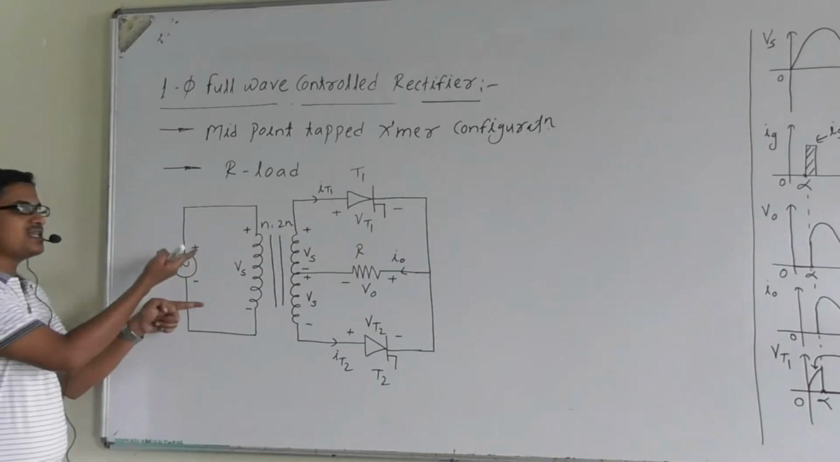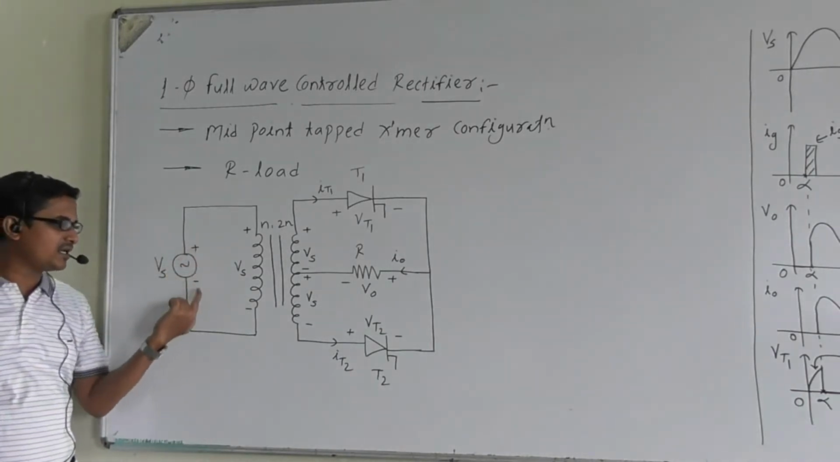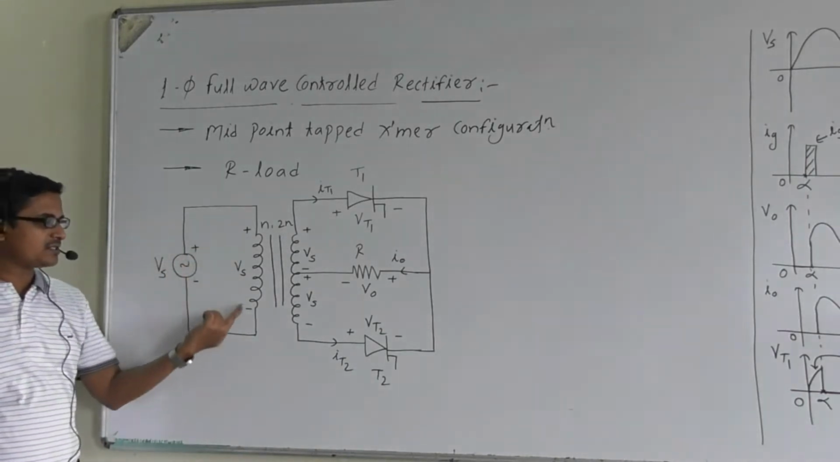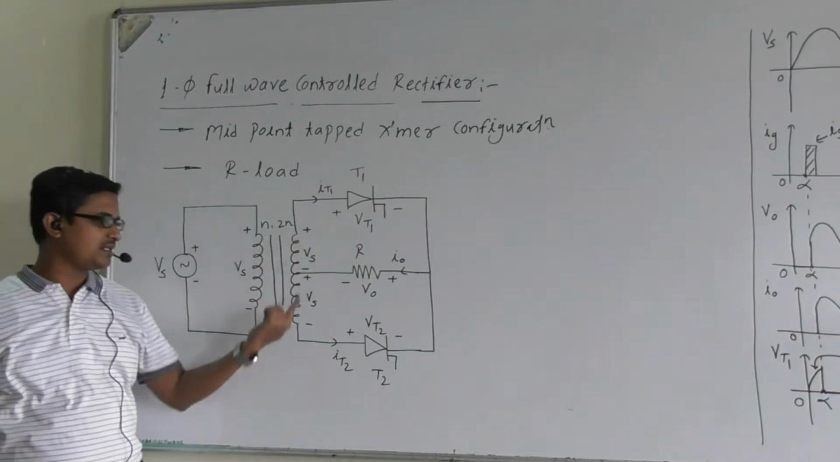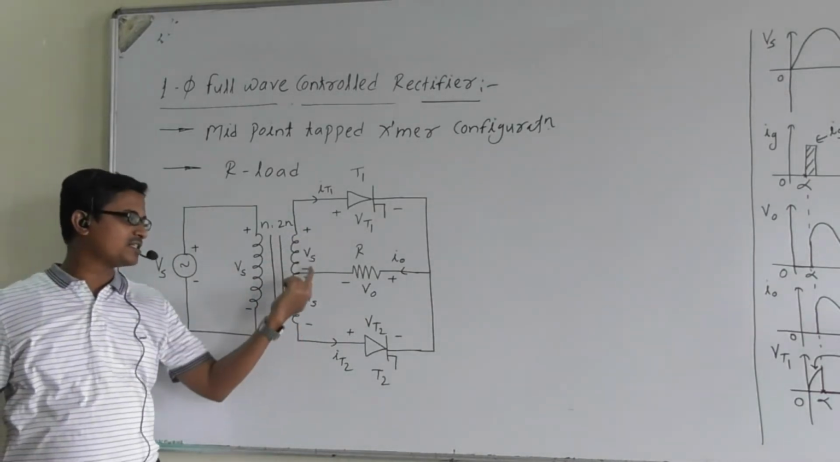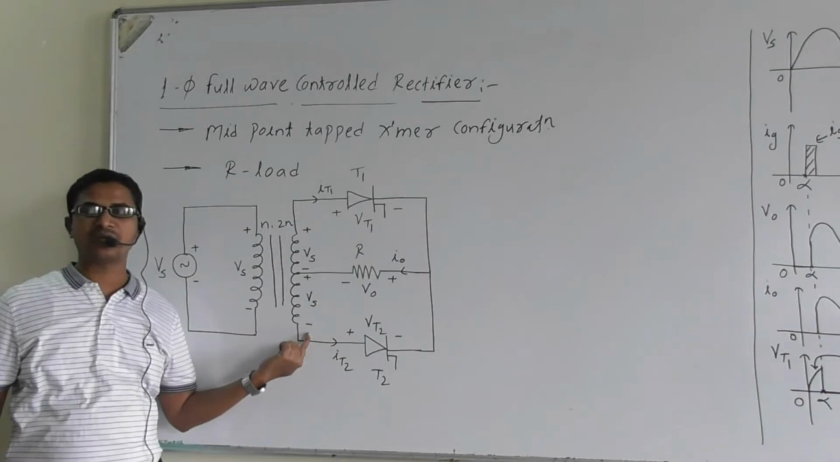Similarly, when Vs is negative, Vs negative means minus here, plus here; here it is minus, here it is plus. So it is like minus, plus, minus, plus. Are you getting the point?